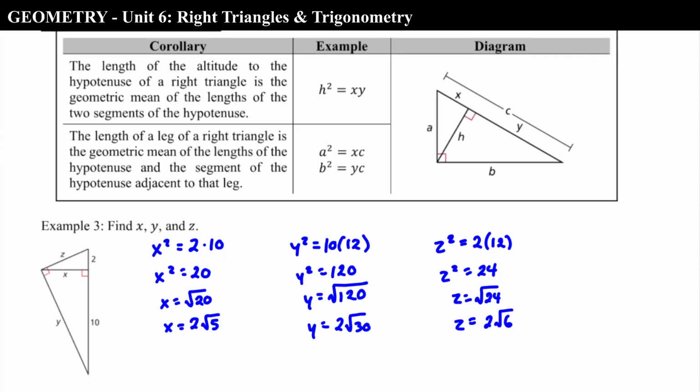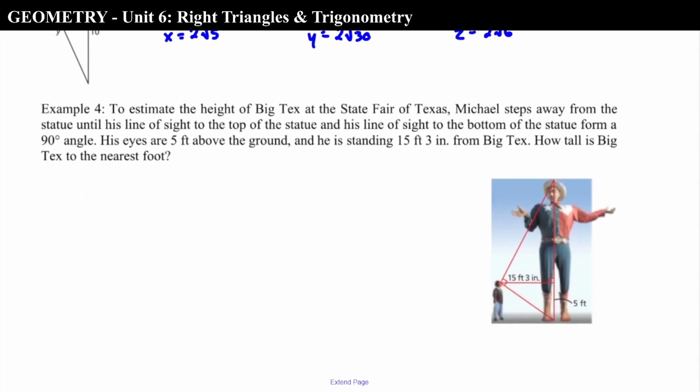And finally, let's do an application. So very much like we did in the last unit, we are going to estimate the height of something using special right triangles. So to estimate the height of Big Tex at the State Fair of Texas, Michael steps away from the statue until his line of sight to the top of the statue and his line of sight to the bottom of the statue form a 90-degree angle. His eyes are 5 feet above the ground. That is easy to measure. And he is standing 15 feet 3 inches from Big Tex. Again, something that is easy to measure. How tall is Big Tex to the nearest foot? That is something that is not easy to measure. But everything is drawn out for you here.